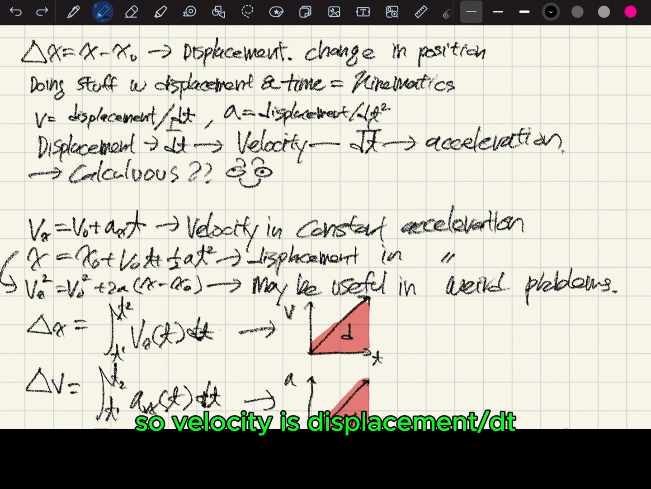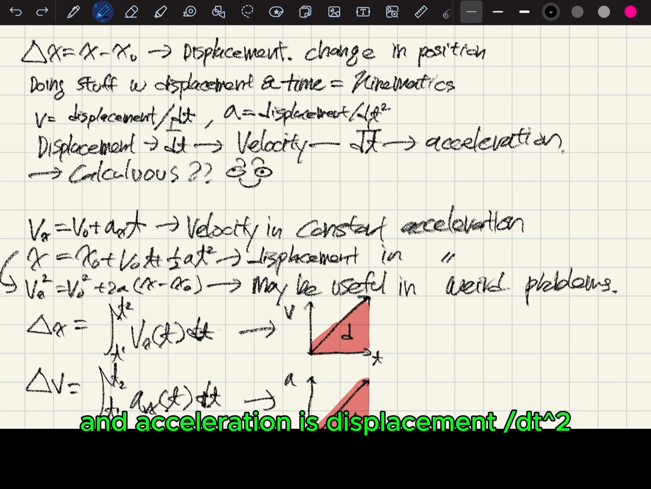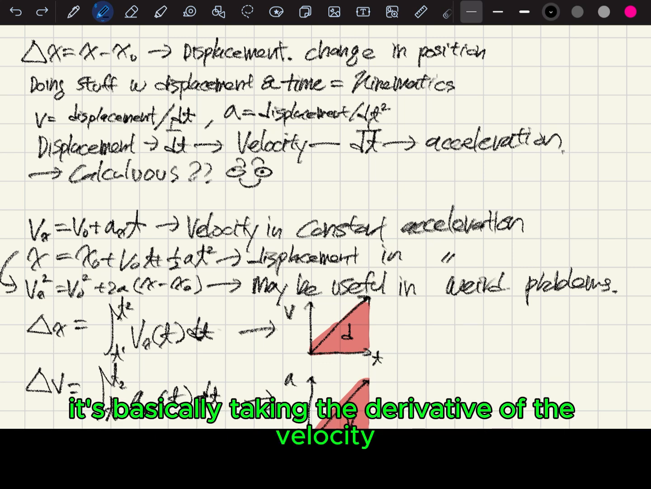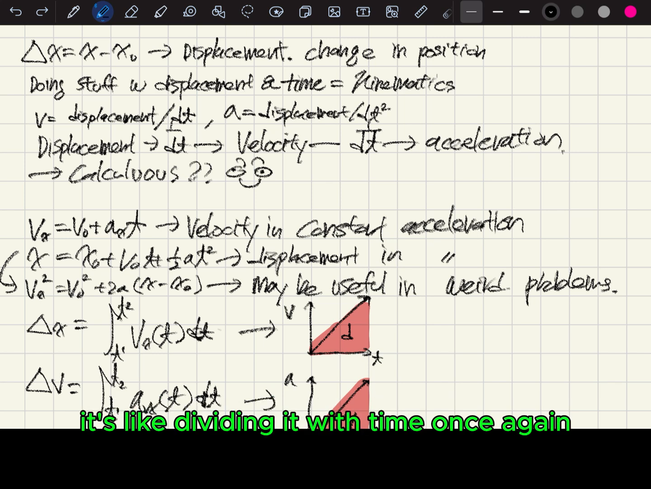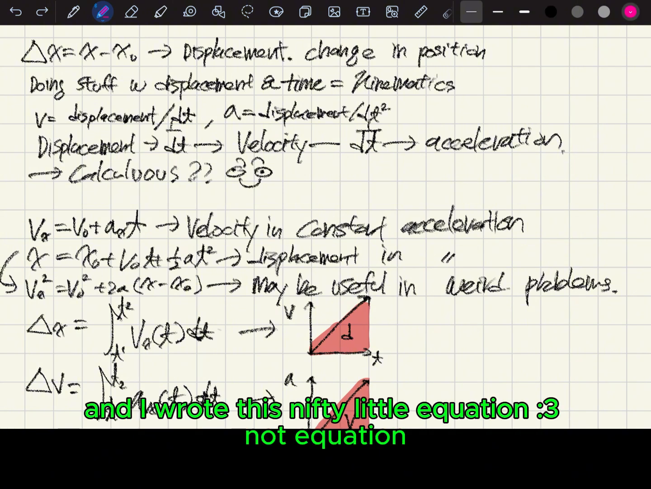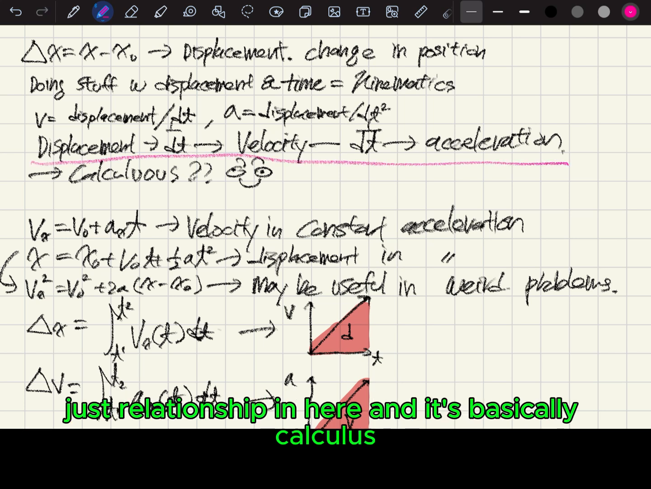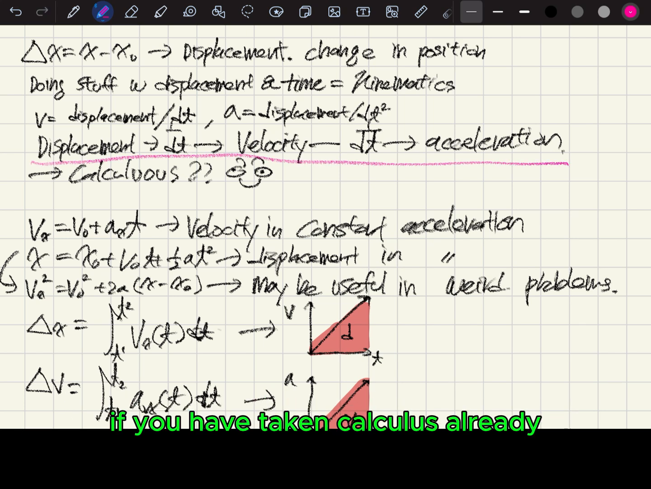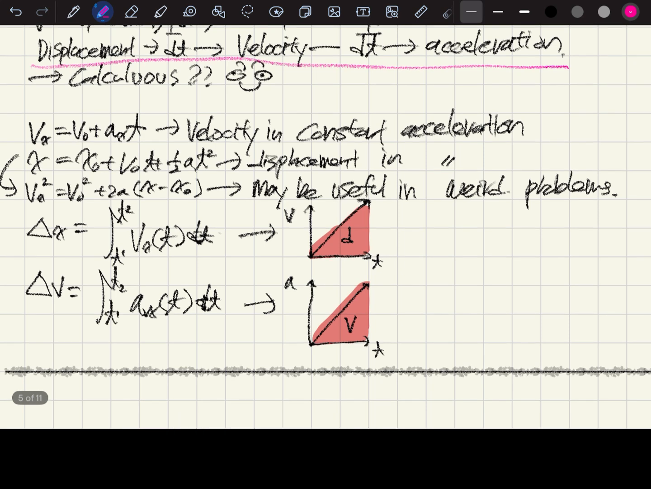So velocity is displacement over dt, meaning infinitesimal time, and acceleration is velocity over dt. So it's basically taking the derivative of the velocity. It's like dividing it by time once again. And I wrote this nifty little relationship in here. It's basically calculus, if you have taken calculus already.